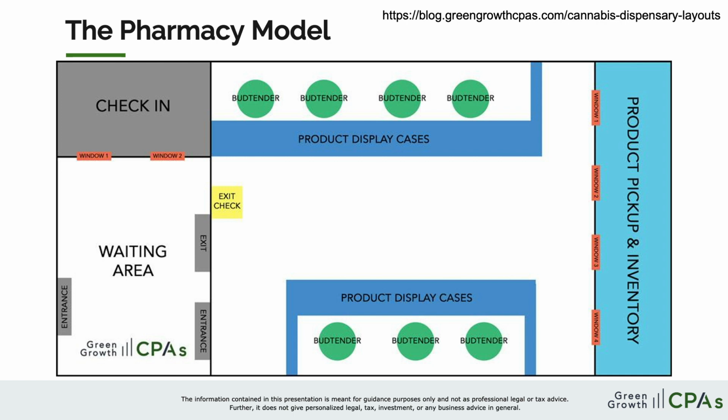Now, as you walk into a pharmacy model, there are display cases maybe on one side as well as the other side, and in the back is the product pickup and the inventory, the fulfillment of the orders. And there are 4 windows there. There are 7 bud tenders in this example, and let's explore exactly what this model is.